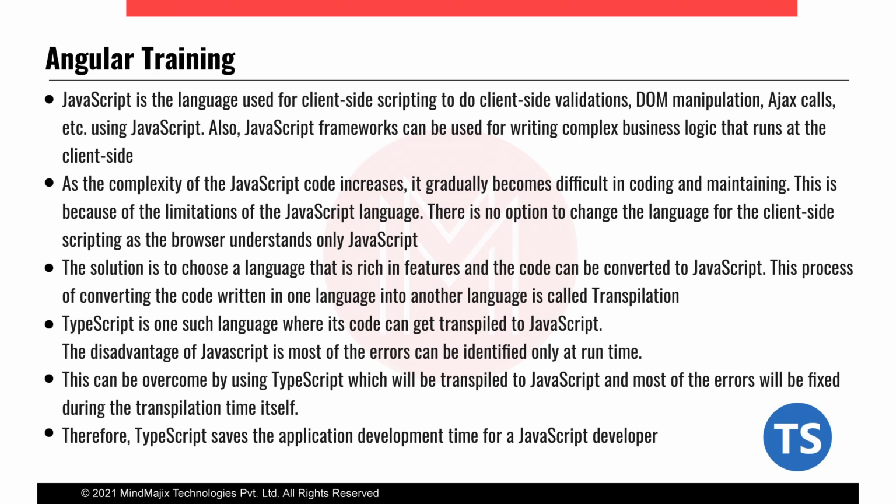What they have done is choose a language that is rich in features and whose code can be converted to JavaScript. Since a browser can only understand JavaScript, they have added some more features which can be converted into JavaScript. This process of converting code written in one language to another is called transpilation, as I said. TypeScript is one such language whose code can transpile to JavaScript.